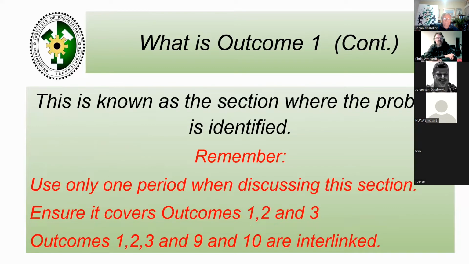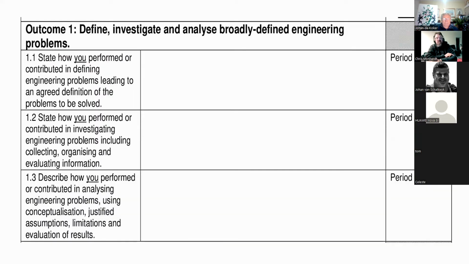This is known as the section where the problem is identified. Remember, use only one period when discussing this section. Now, ensure it covers outcomes 1, 2, 3, but there's also a hint here. Outcomes 1, 2, and 3, and 9 and 10 are all interlinked. You must remember that.